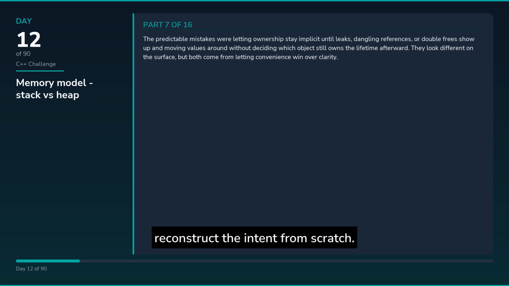The predictable mistakes were letting ownership stay implicit until leaks, dangling references, or double free show up, and moving values around without deciding which object still owns the lifetime afterward. They look different on the surface, but both come from letting convenience win over clarity.